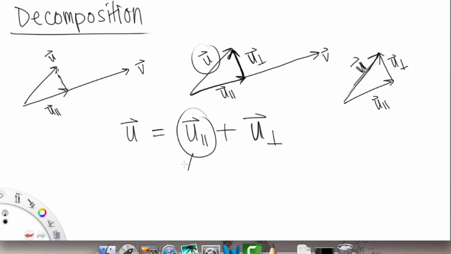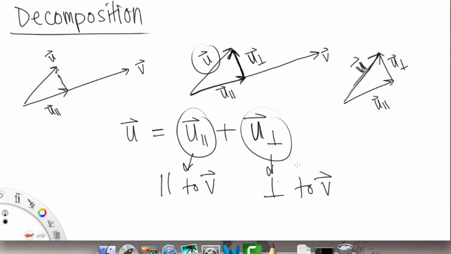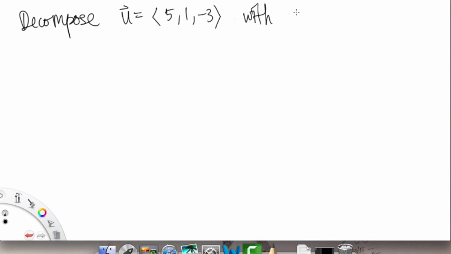So again, this is the part that is parallel to vector v, and this is the part that is perpendicular or orthogonal to vector v. Okay? So let's do an example of how you could decompose a vector like this. We're going to decompose the following: u equals (5, 1, -3). And then we're going to decompose it with respect to the vector v equals (4, 4, 2).